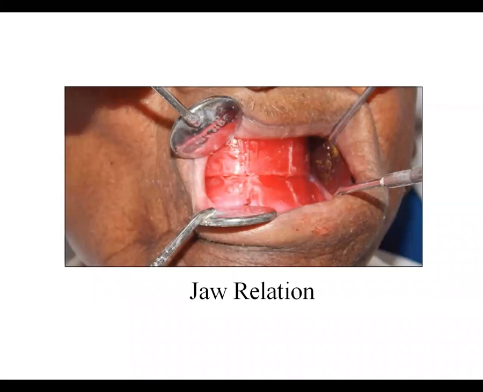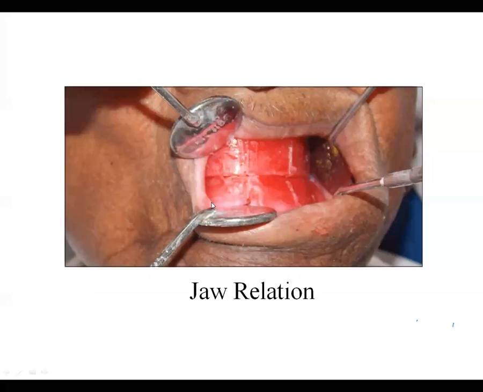Okay, and in horizontal relation, we record centric relation. What is centric relation? Centric relation is nothing but the most posterior position of your mandible relative to the maxilla. Why do we record centric relation? Because it is the starting point for any mandibular movement, and it is a stable, repeatable, reproducible position. That's why we record centric relation.